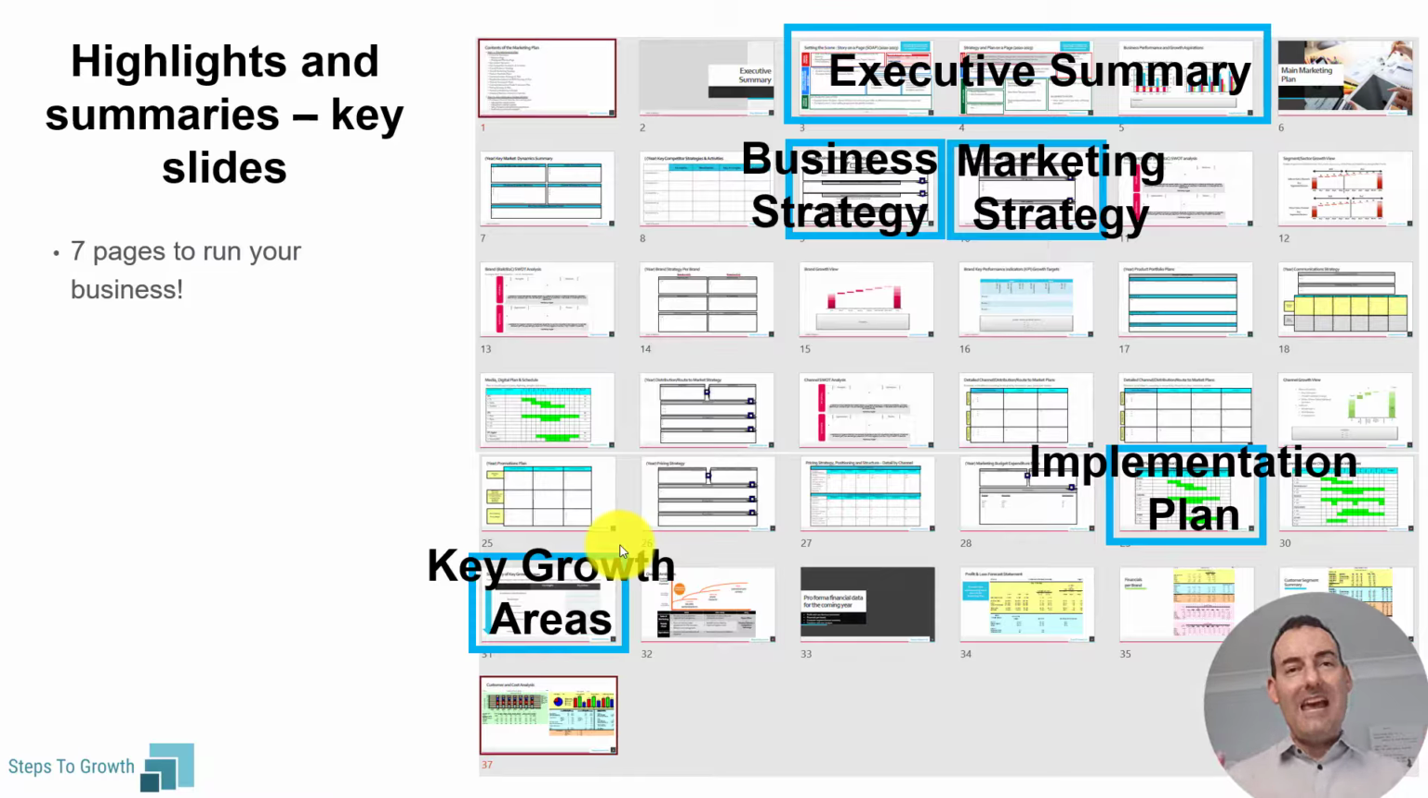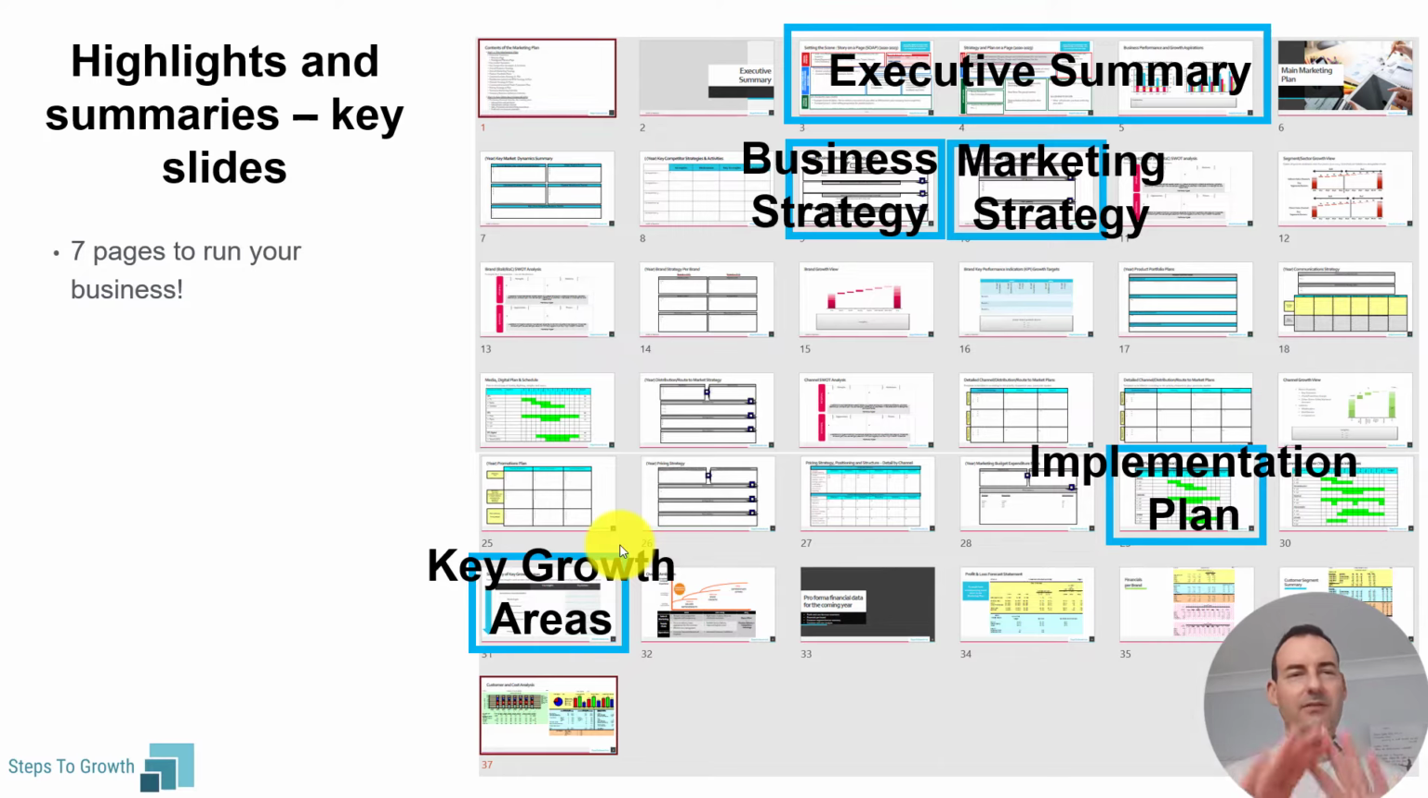These are the things that have to be implemented and focused on at all costs, and you won't get distracted. And what you get out of this when you look at this executive summary, business strategy, marketing strategy, implementation plan, key growth areas, is 7 pages to run your business.